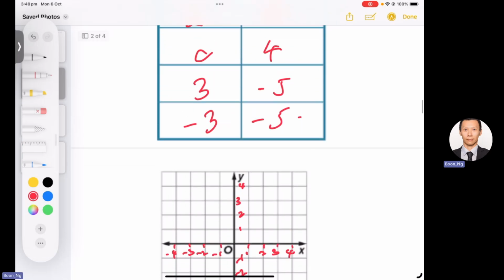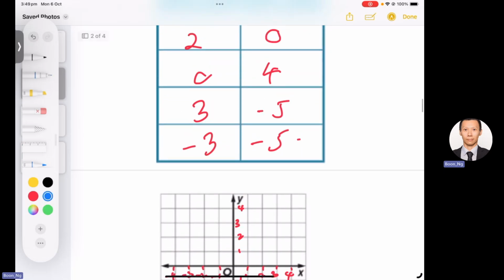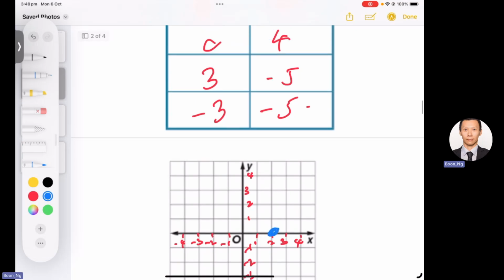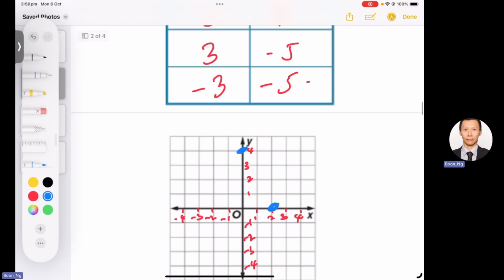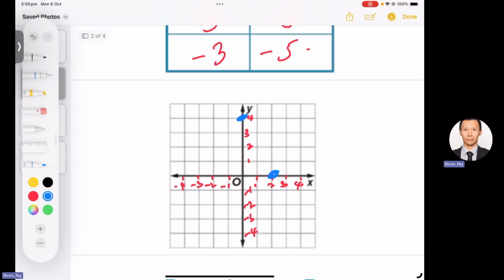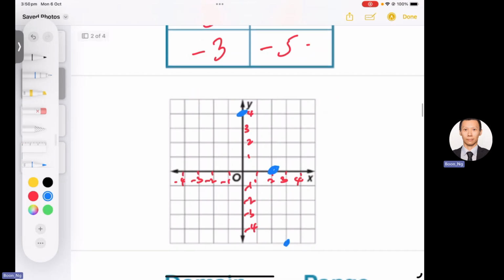So the first one is 2, 0. 2, 0 is here. 0, 4 is here. 3 and negative 5 is here. Negative 3, negative 5 is here.